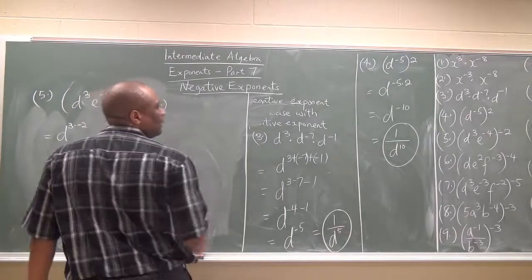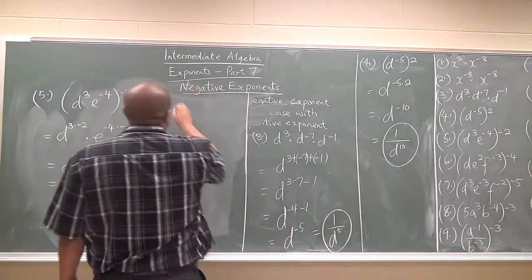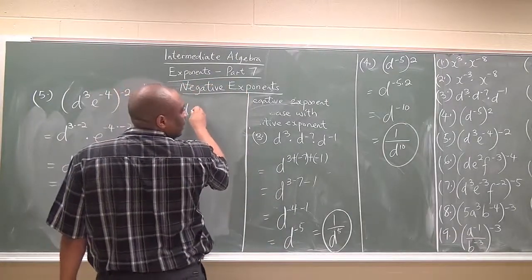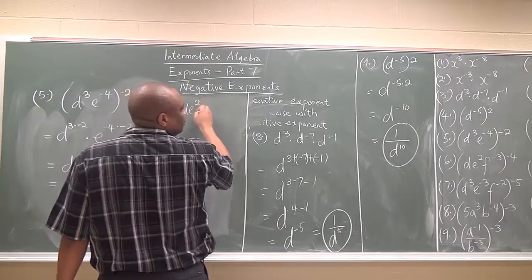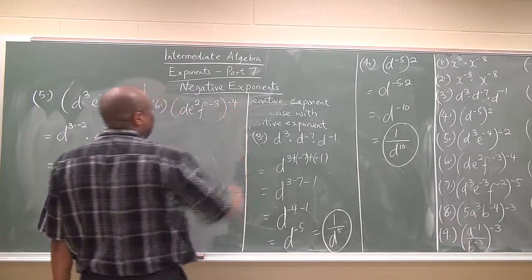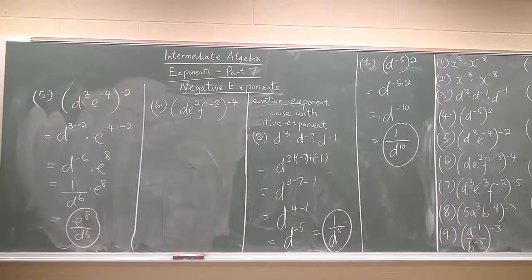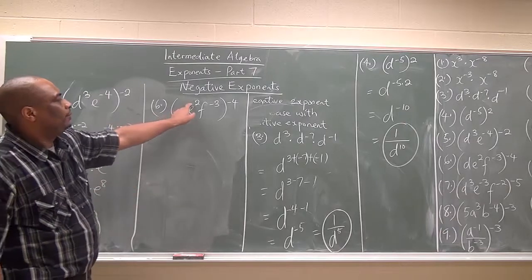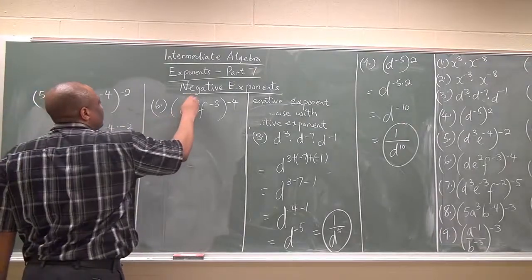Question 6. We have d, then e exponent 2, f exponent negative 3, then all in parentheses, and you have an outside exponent, which is negative 4. Now, this d means d to the 1. I hope you know. It means 1.